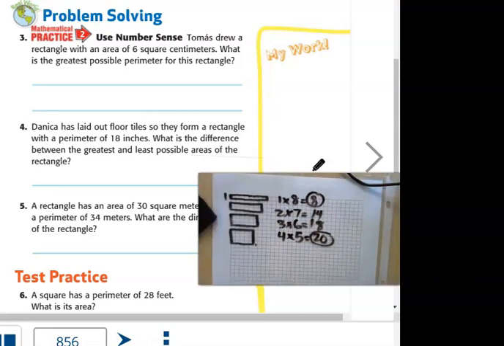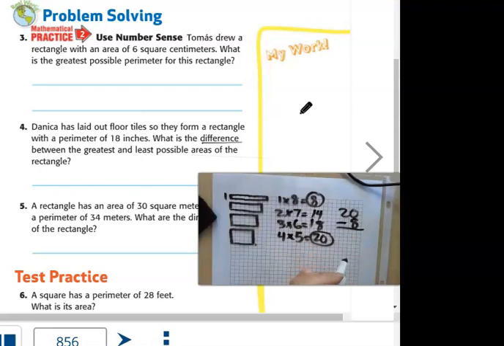So I'm going to use those numbers, 20 and 8. And it's asking me in the question, what is the difference between the greatest and least possible areas? So you're not writing a word answer here, you're doing difference, and difference means to, hopefully you said to your computer, subtract.